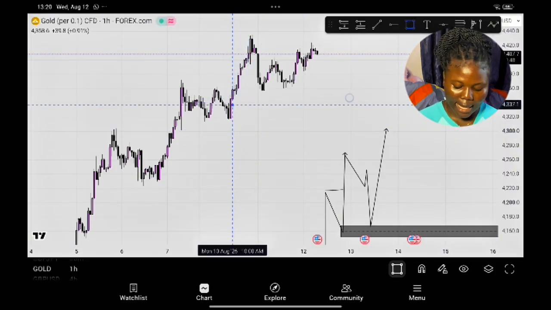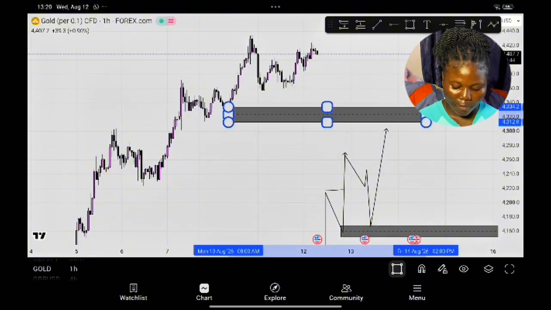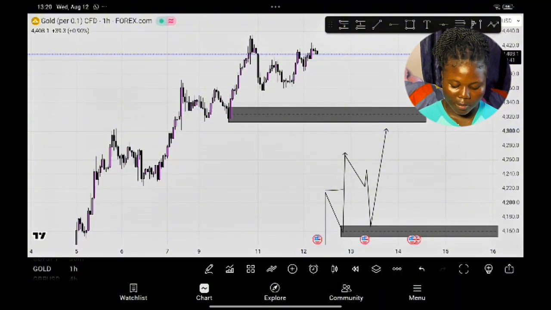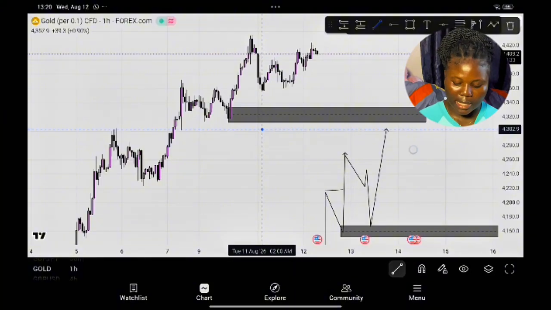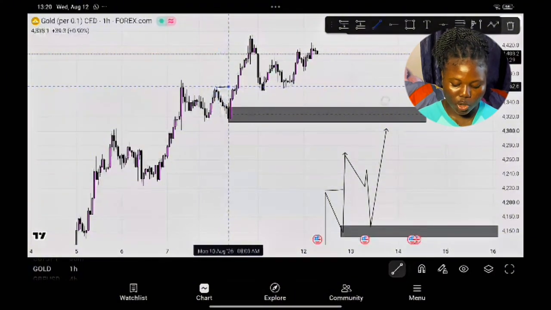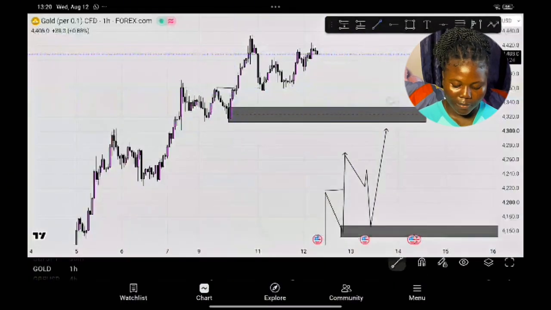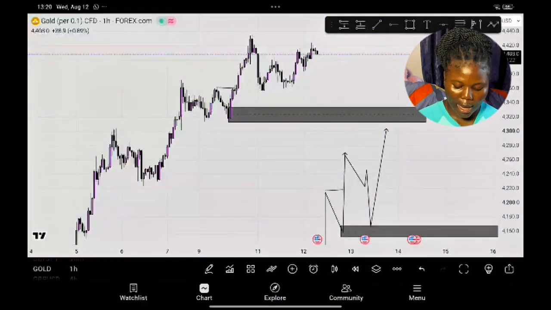So I'm going to be marking the order block from here. This candle here is a bullish candle, a bullish order block to the upside. So what I'm currently looking at here, like I said, the market has to break structure. And if you look here, the market breaks structure from here. You notice that as the market breaks structure from there, the market creates an order block.